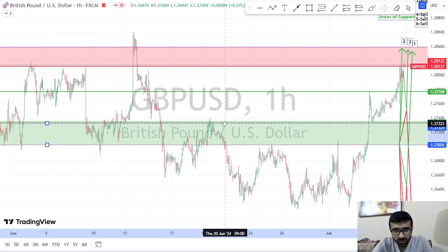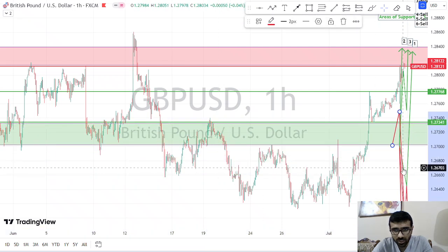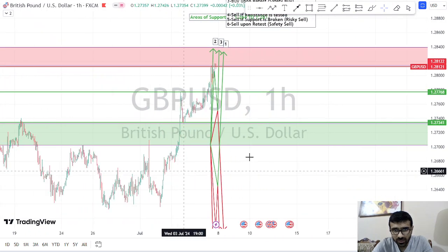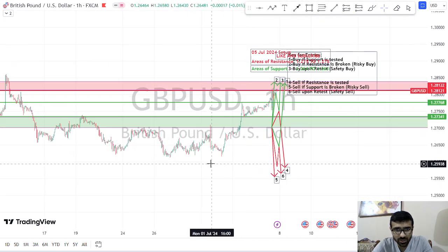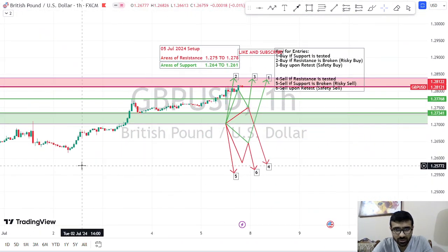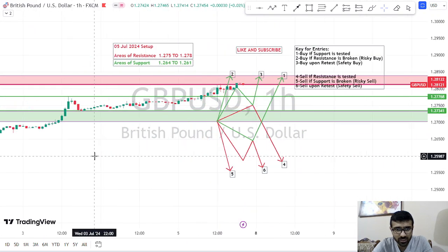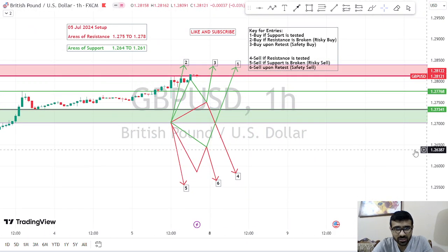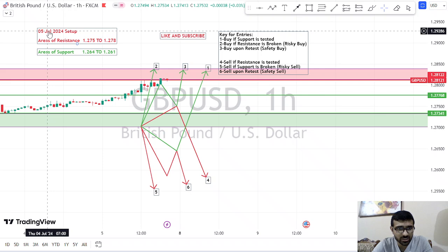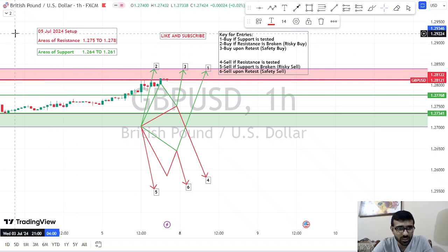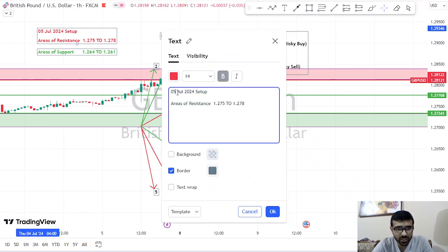So I have pulled up all the areas as much as possible, and now let us write down the new areas of support and resistance for you guys so you can easily take trades in this GBP USD pair on Monday, which will be the 8th of July.